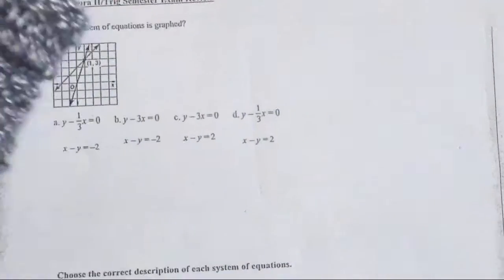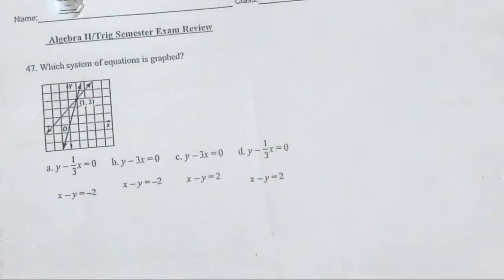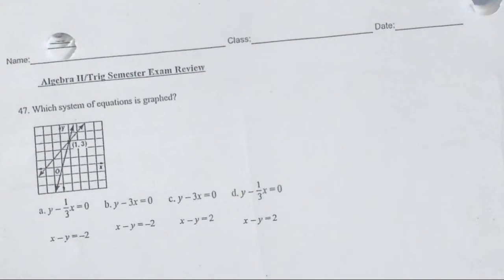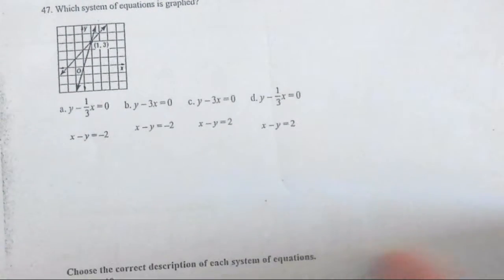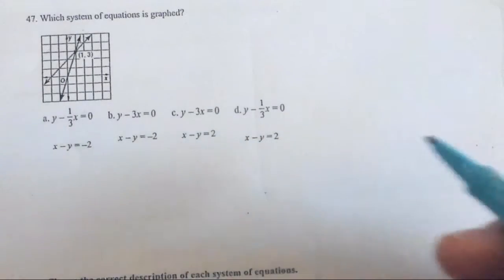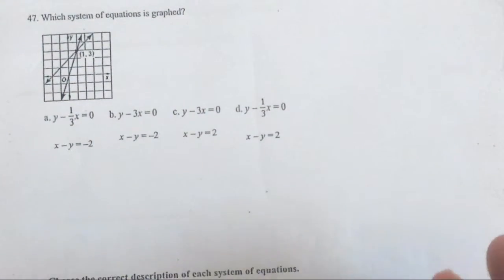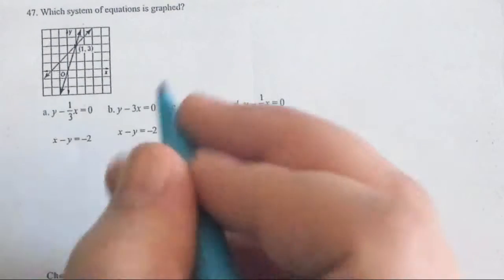Okay, let's start with 47. We'll do a couple of these, and then we'll look at your study guide for your test tomorrow, not your semester exam. 47 asks which system of equations is graphed. I noticed immediately, so there are 2 equations, but the second equation looks kind of similar for each of the options. Now to know the graph, we're going to have to put it in y equals mx plus b.